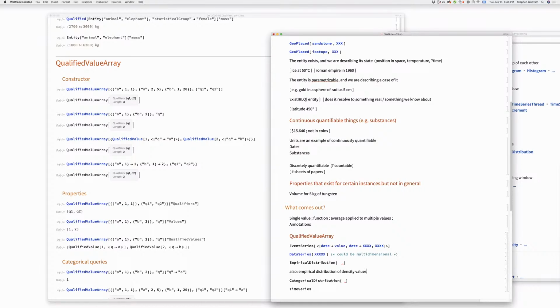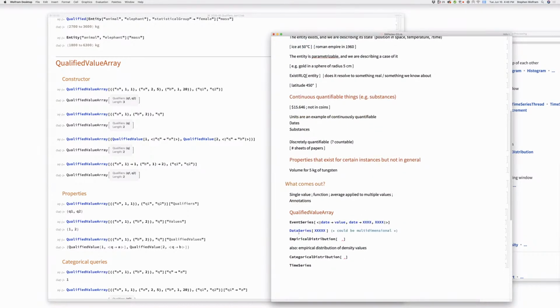Wait a minute. That's complicated because that involves interpolating the value. No, I'm confused now. Okay, so let's look at this. All right, so we've got this notion here.